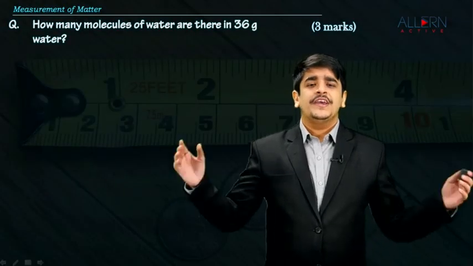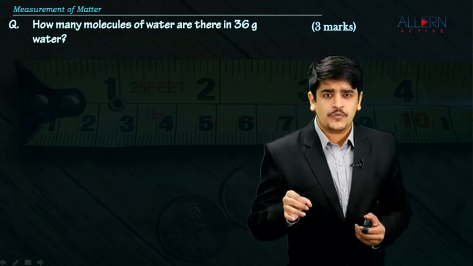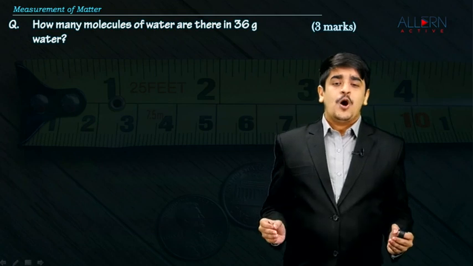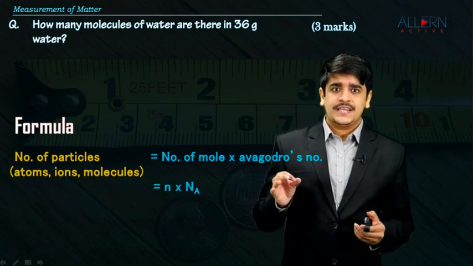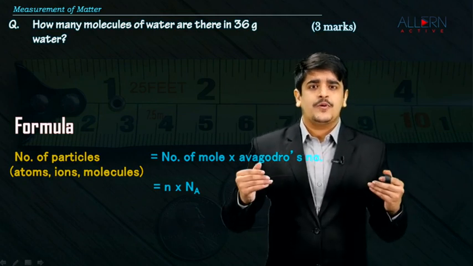So now, in this particular part of the question, we have been asked how many molecules of water are present in 36 grams of water. To help you out with this particular sum, we have a formula appearing on the screen. It says, and I quote, the number of particles present in a particular amount of substance.